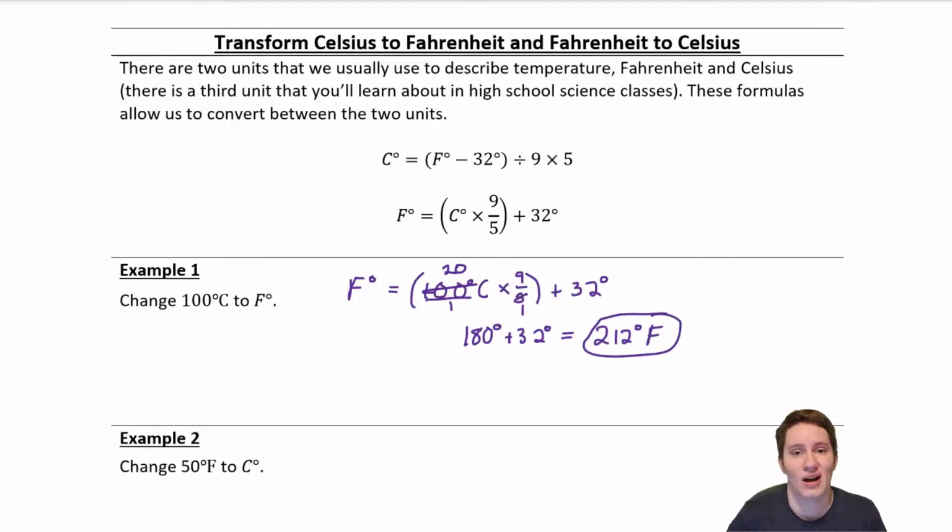I already talked about that, right? That 100 degrees Celsius is the boiling point of water, and 212 degrees Fahrenheit is the boiling point of water. So we confirmed that the formula works. That 100 degrees Celsius really is 212 degrees Fahrenheit. So, good job, us. Let's look at another example.